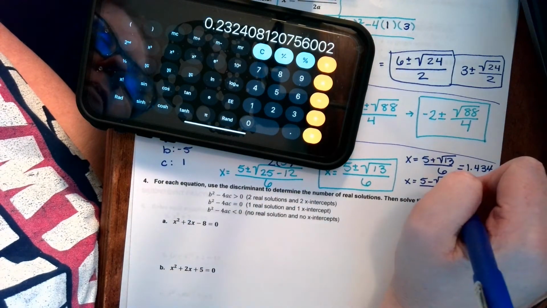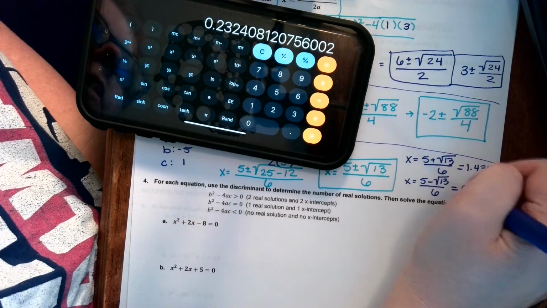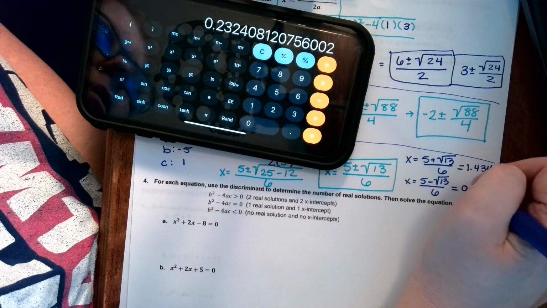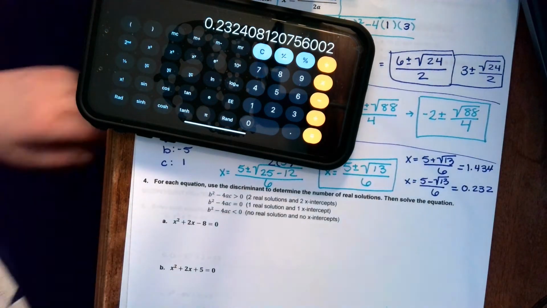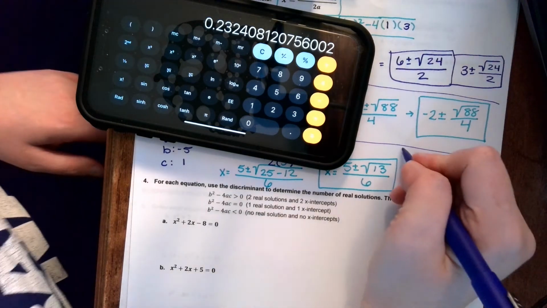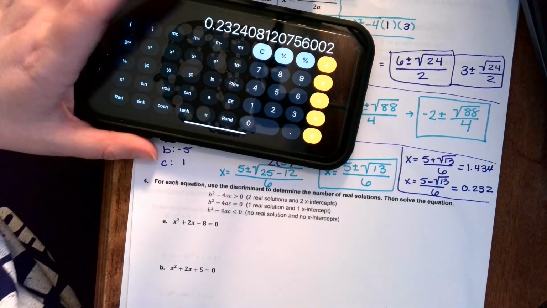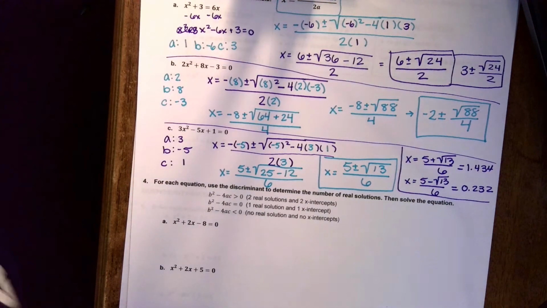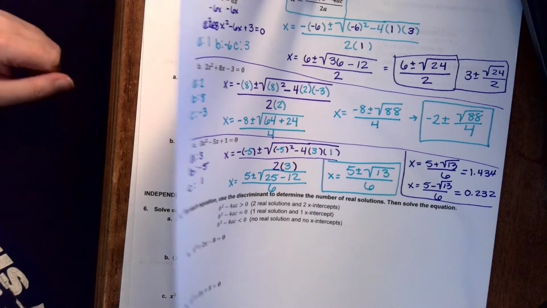Oh, yeah, that's right. That would be 0.232. But you can see why graphing this would not be very fun, because those are not some fun solutions. Okay. Alright, last thing. Oh, second to last thing.